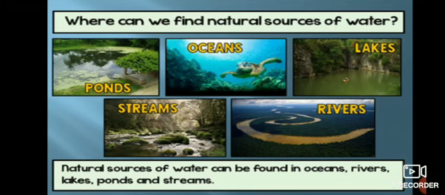Now let us see what are the sources of water. If you see sources of water, we get water from ponds, oceans, lakes, streams, rivers. These are the natural sources of water and can be found not only on the earth but also under the earth, like underground water. And we also find water in our vegetables and fruits.